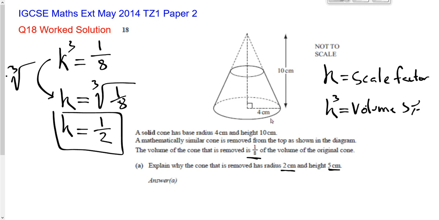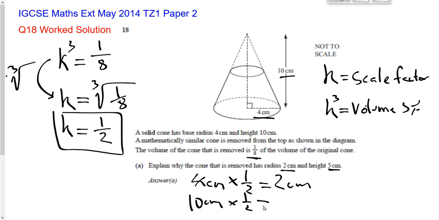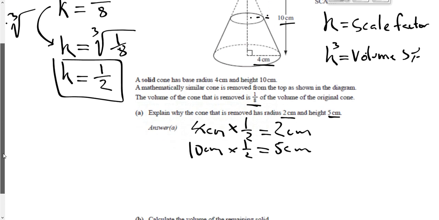So our scale factor is 1/2. If we multiply our scale factor by our lengths, 4 centimeters multiplied by 1/2 equals 2 centimeters. And if we multiply our height, which is 10 centimeters, by our scale factor of 1/2, that gives us 5 centimeters. We've just shown mathematically why this will be 2 centimeters and this will be 5 centimeters. Let's go down to the second part of the question.